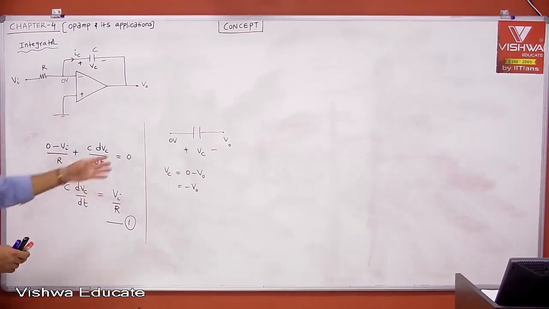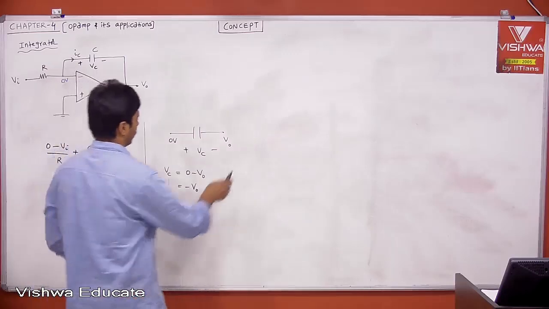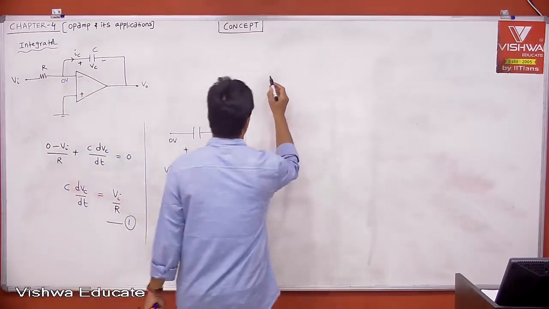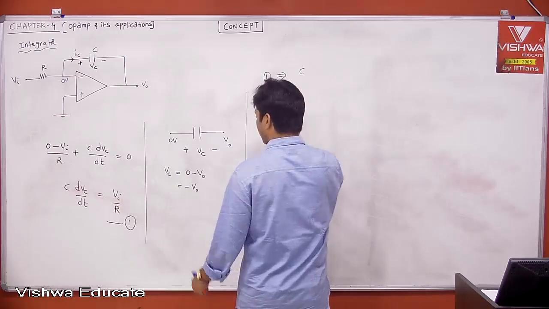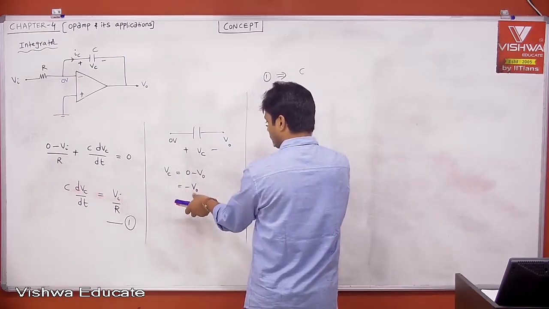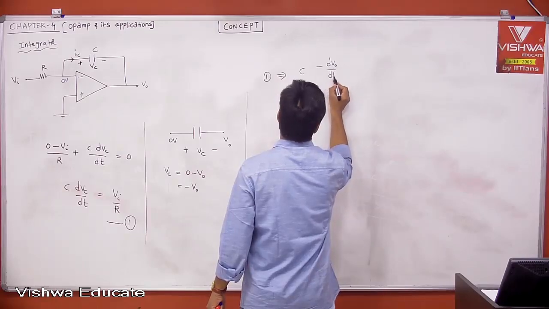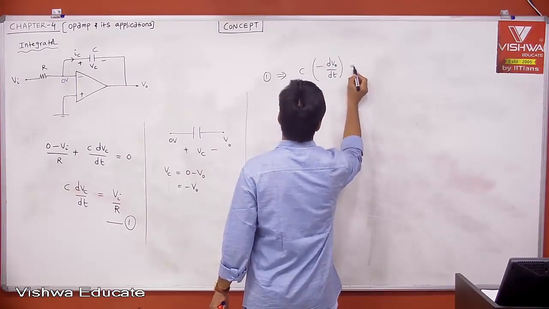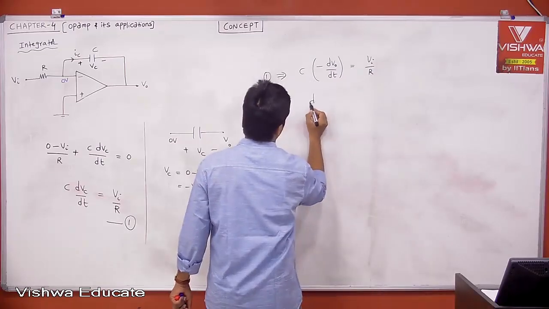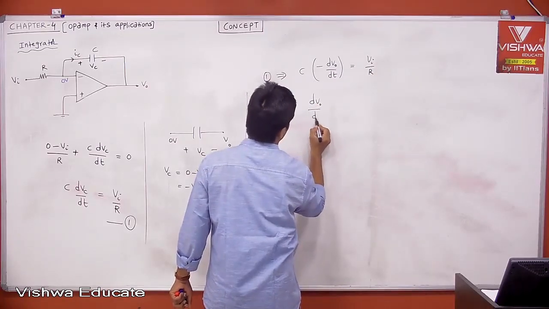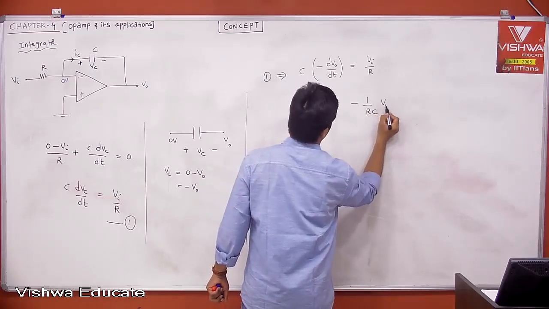Now let us substitute that Vc in equation 1. Then what do you get? Tell me, C into dVc by dt. Vc is nothing but minus V0. Therefore minus C dV0 by dt is equal to Vi divided by R. Then tell me what is dV0 by dt? Therefore dV0 by dt is equal to minus 1 by RC into Vi.